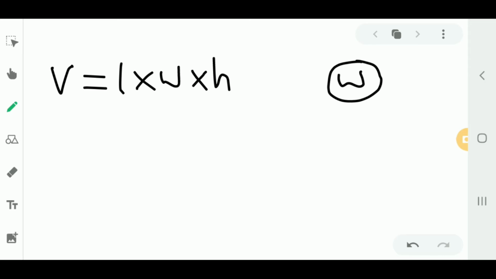So first you'd look to see where W is. W is right here, so we'll put W in a box. Then you look to see what is happening around W. So W is being multiplied by L and W is being multiplied by H.